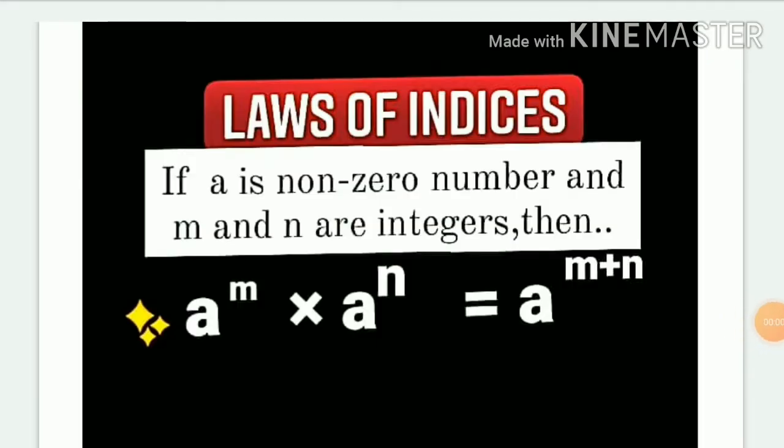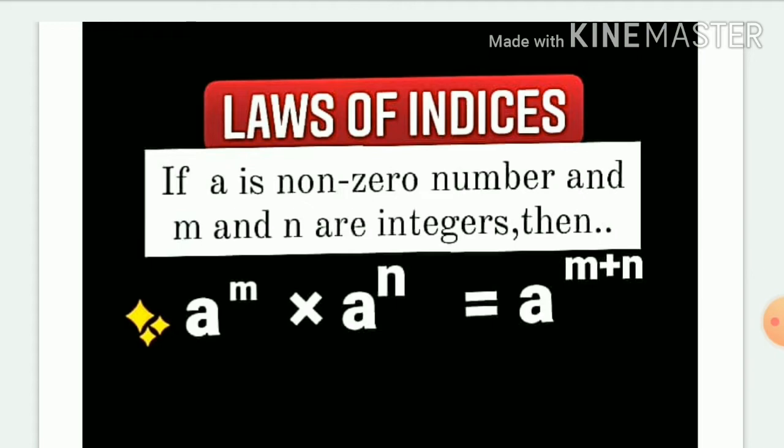So now we will learn the laws of indices. The very first law is this: if A is a non-zero number, and M and N are integers, then... A is a non-zero number, which means any number but it should not be equal to 0. And M and N are integers, so they can be positive as well as negative integers.